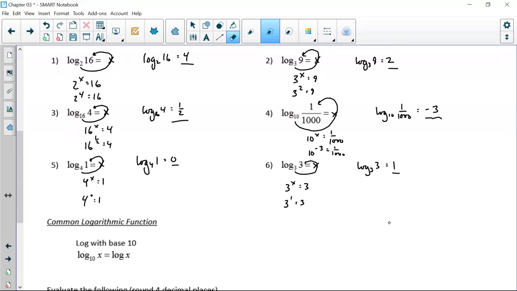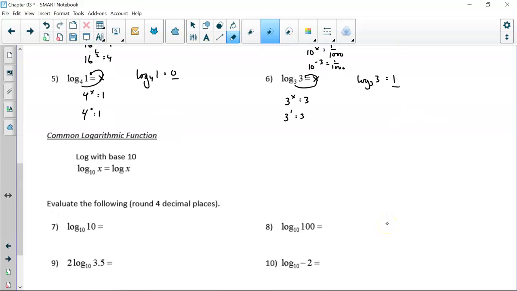All right, let's go to the next part. Now, like I said, when you see that base 10, we write that as log of x. That's what's called the common log. Log base 10 is the common log. Think, we have 10 fingers, 10 toes. We count with a base 10. That's why we call it the common log, because we're used to working with our tens.